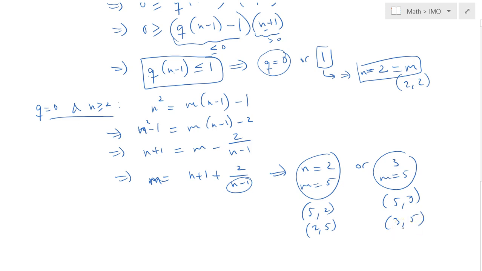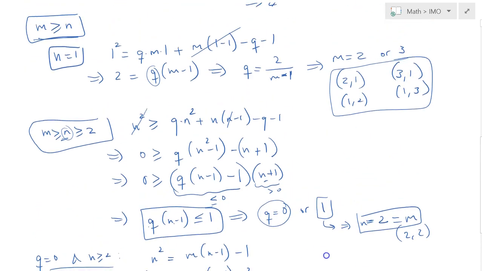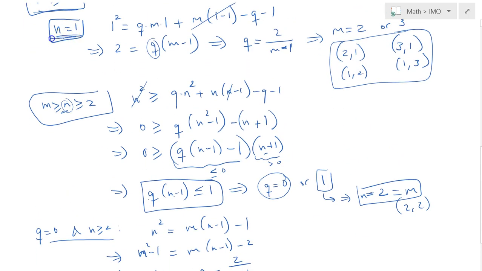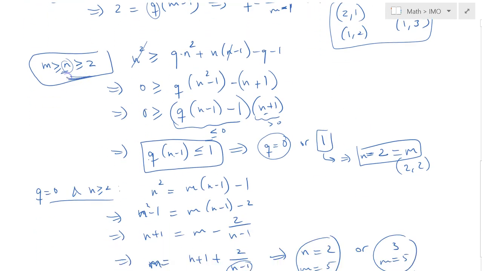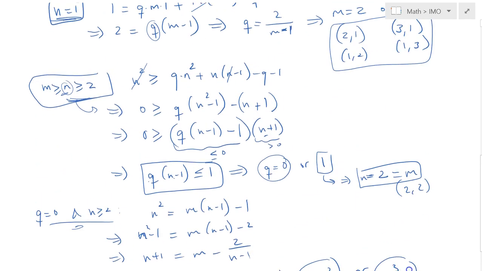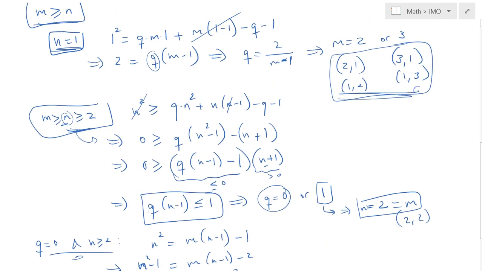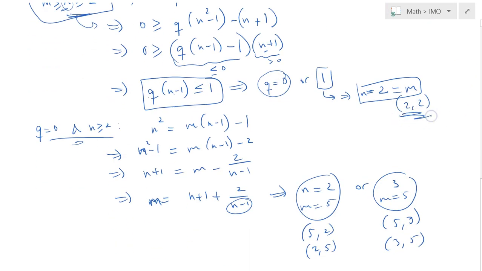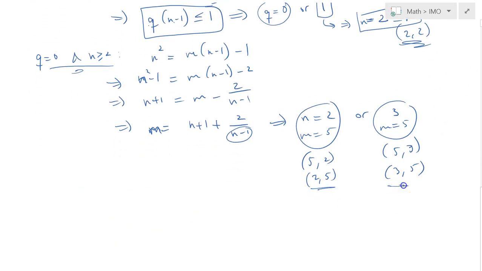So therefore, we looked into every single case, starting with n equals 1, then n greater than or equal to 2, and then looking into different subcases. We are able to find 4 solutions here, 1 more here, and then 4 more here. In total, we have found 9 solutions to this problem.